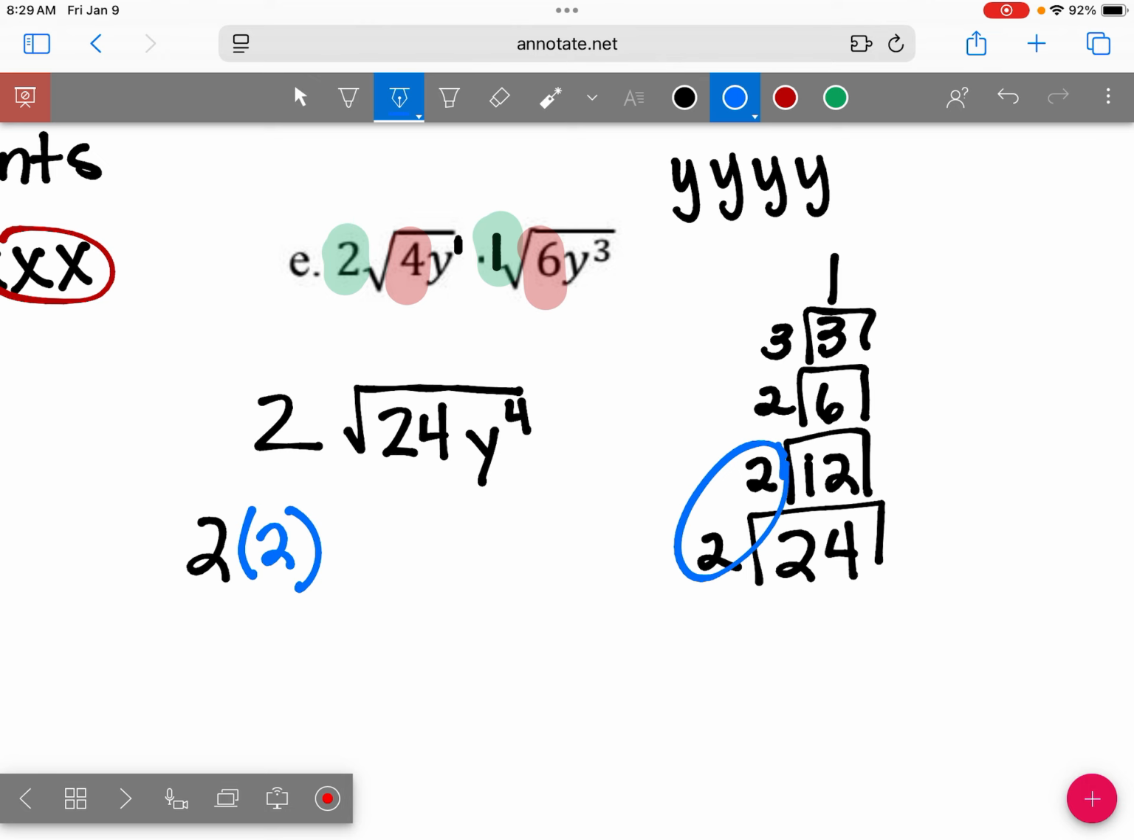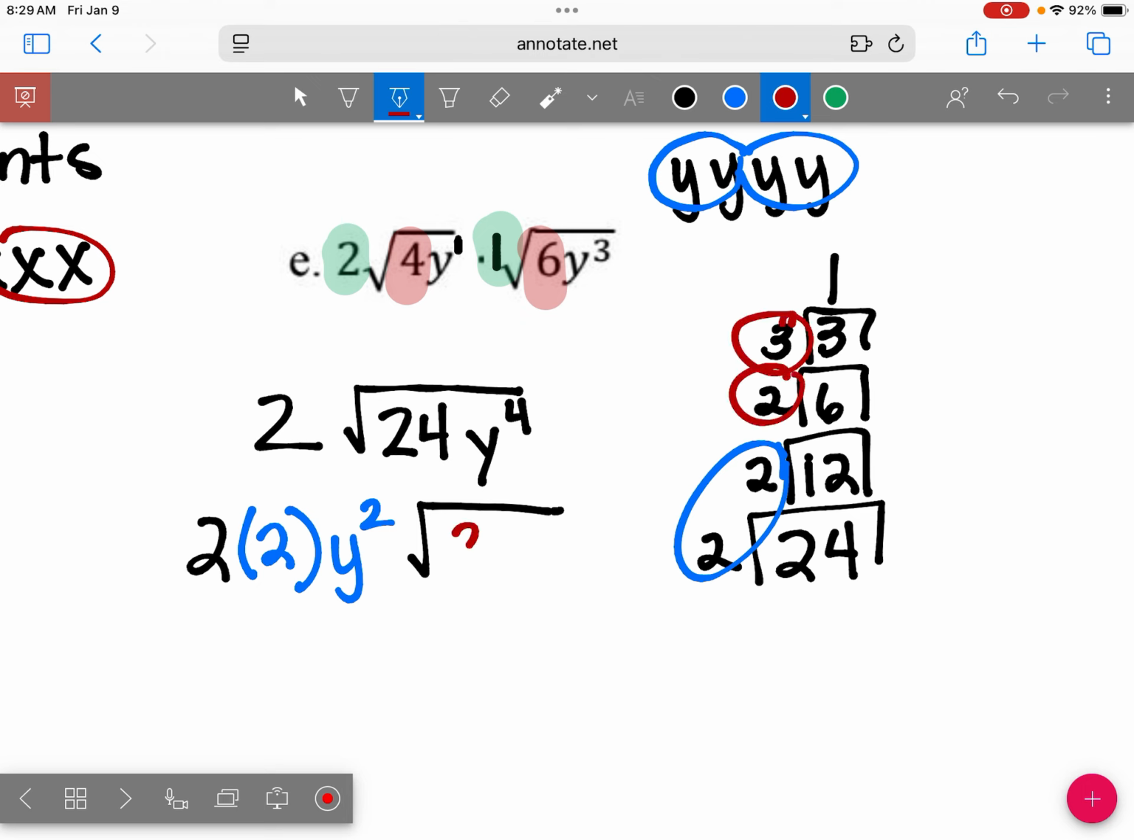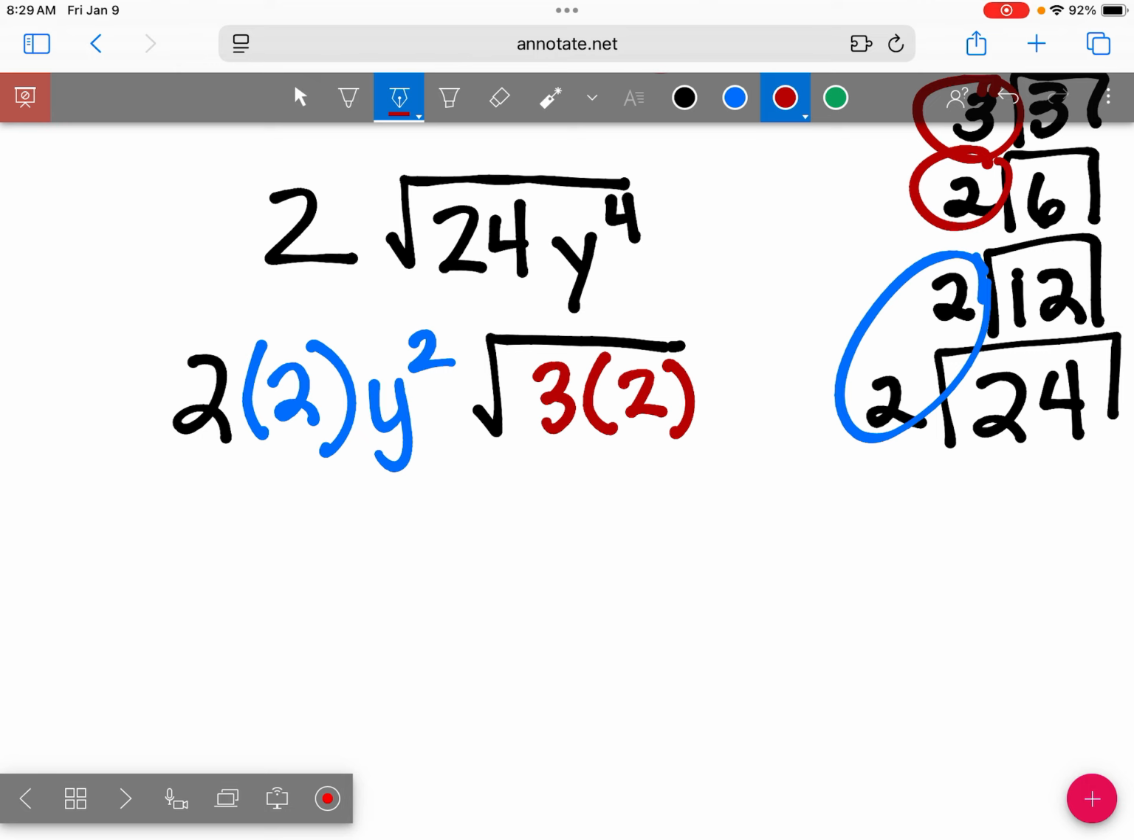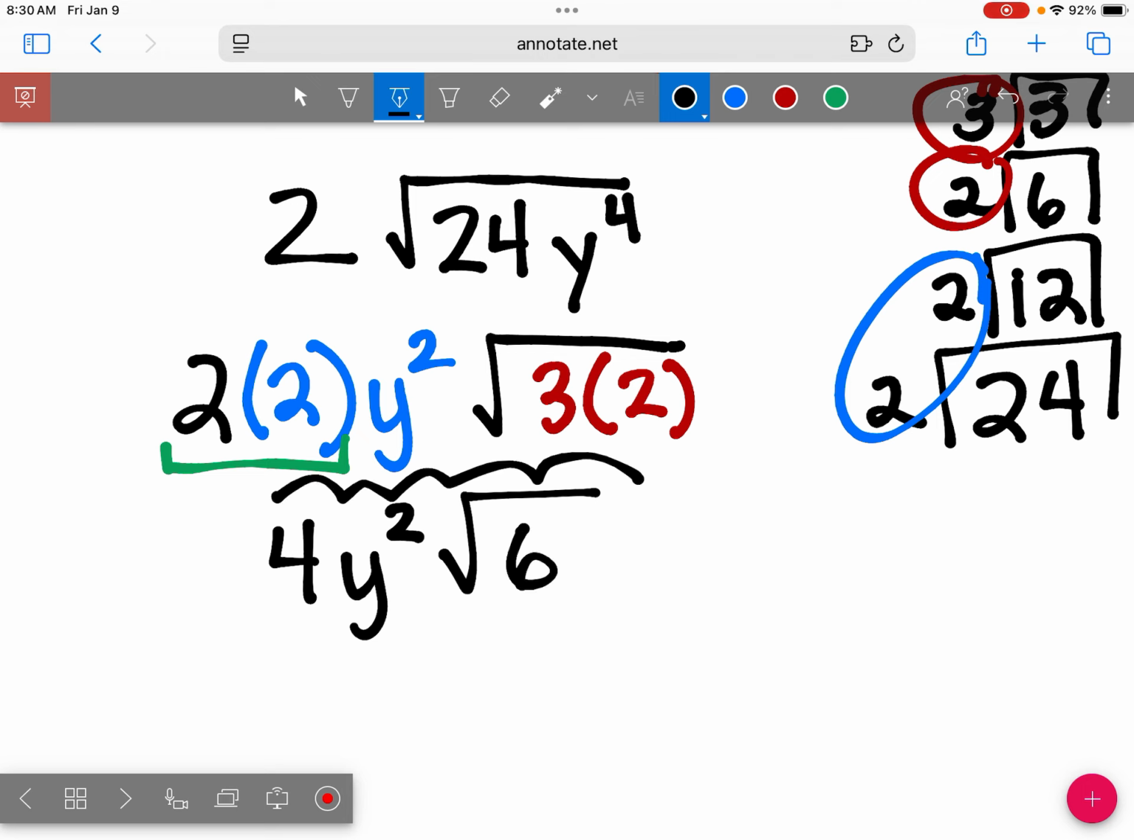All right. With the y's, how many sets of twins could I make with 4 y's? 2. 1, 2. That's going to come out. All right, so now let's make our square root. And what has to stay is a 3 and a 2. That's 3 times 2. That's what's under there. So now all we need to do is simplify this out. What do you get when you multiply 2 times 2? 4 y squared, and the square root of, what's 3 times 2? 6. That would be your final answer.